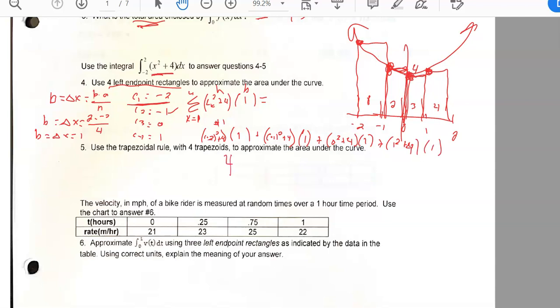This had an area of 4. This has an area of 8. This has an area of 5. Now this makes more sense. This has an area of 4, and then the fourth one, we are back to an area of 5. We add all those up. Our area is 22.